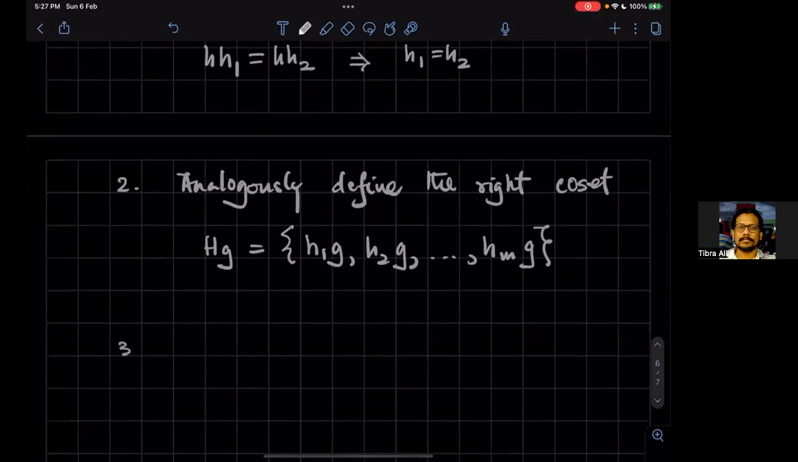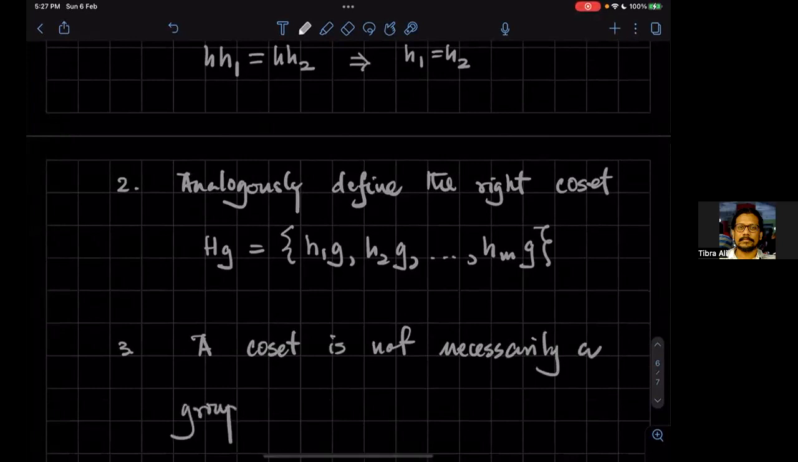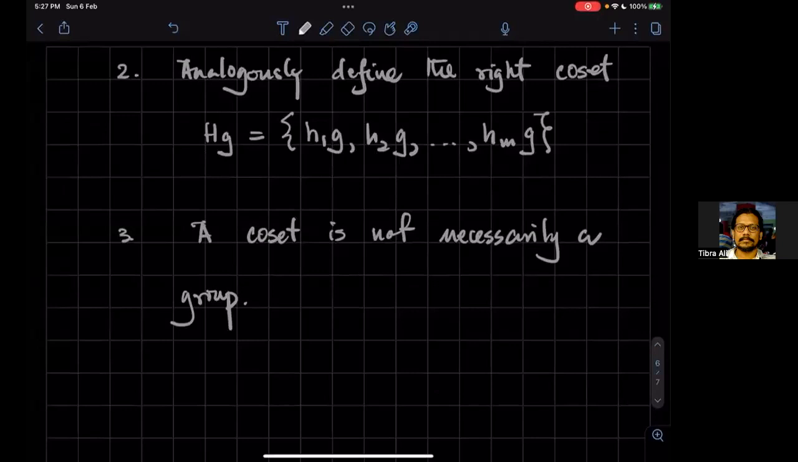Number 3 is that a coset is not necessarily a group. We saw that the trivial coset, eH, is a group, but the other cosets need not be a group.